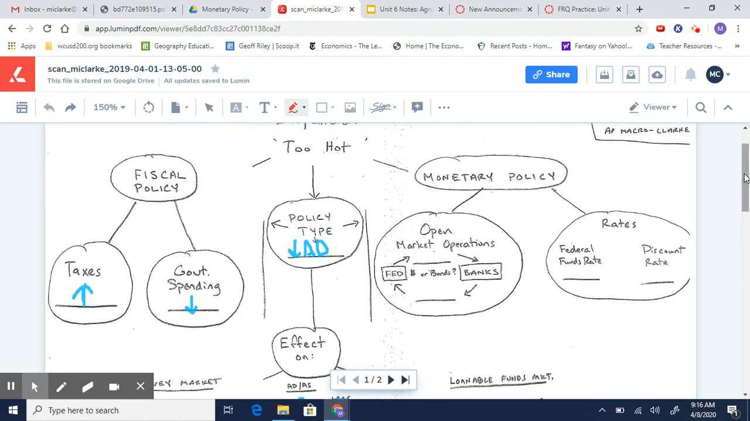With monetary policy, the Fed is also going to pursue contractionary policy. What they're going to do is sell bonds. They're going to sell bonds, so money is going to go from the banks to the Fed, and the Fed is going to sell bonds to the banks. So you have to track where the money is going here. By selling bonds to the banks and getting money in return, that's taking money out of the money supply.